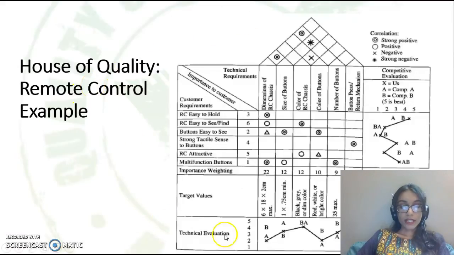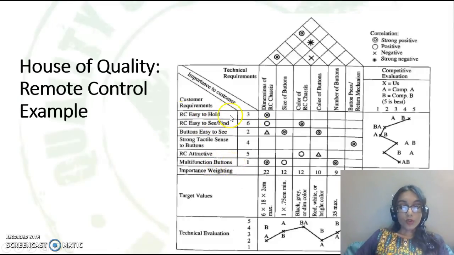Now we're going to consider an example of a remote control manufacturing company. We are going to see its house of quality and see how it works in translating customer needs, qualitative customer needs, into quantitative parameters for meeting those customer needs. Here we have the customer requirements, which are that the remote control should be easy to hold, easy to find, its buttons should be easy to see, they should have a strong tactile sense, the remote control should be attractive, and it should have multifunctional buttons.